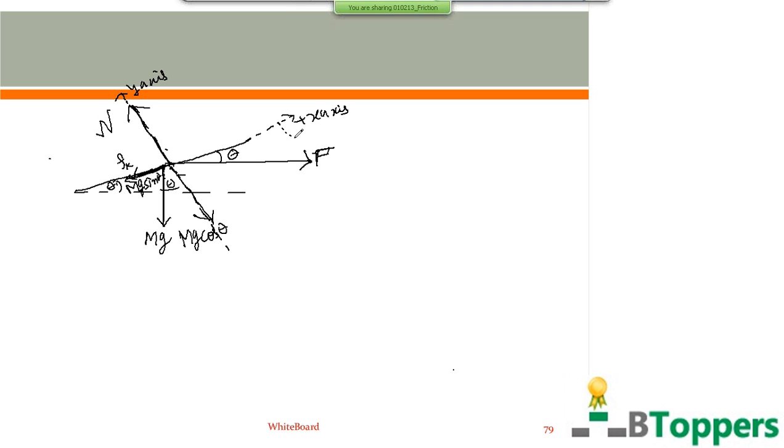The pushing force can also be resolved into rectangular components parallel to the inclined surface and perpendicular to the inclined surface. The component of the pushing force with magnitude F cos theta acts up along the inclined surface, in the direction of the motion of the block. The component of the pushing force with magnitude F sin theta acts perpendicular to the inclined surface. That means both the components F sin theta and mg cos theta act in the same direction, opposite to the normal reaction.